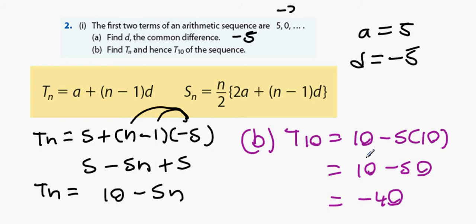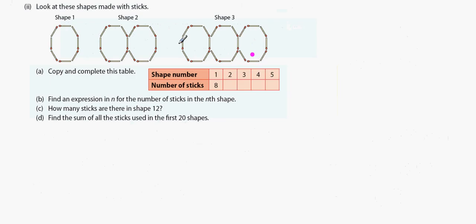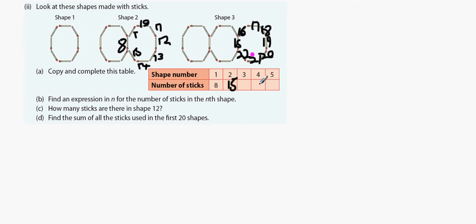Okay. Next one, the matchsticks. We're just going to quickly count up the matchsticks. The first shape is 8, then 9, 10, 11, 12, 13, 14, 15. So the first one is 15. The next one's going to be 16, 17, 18, 19, 20, 21, 22. So we can see that it's going up in sevens. The fourth one's going to be 29, and the fifth one's going to be 36.